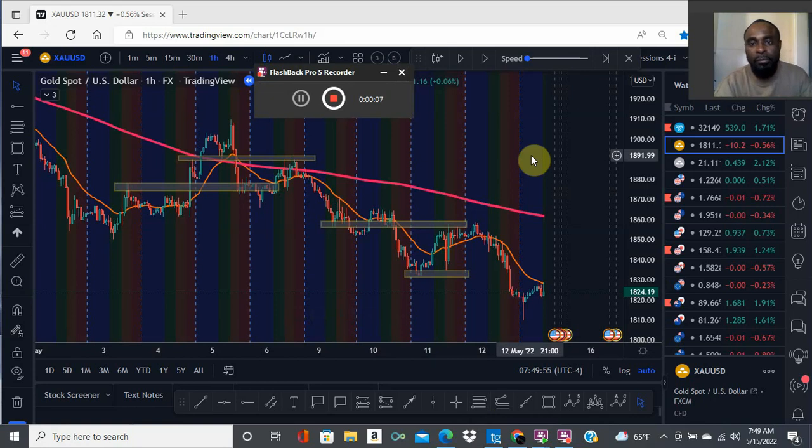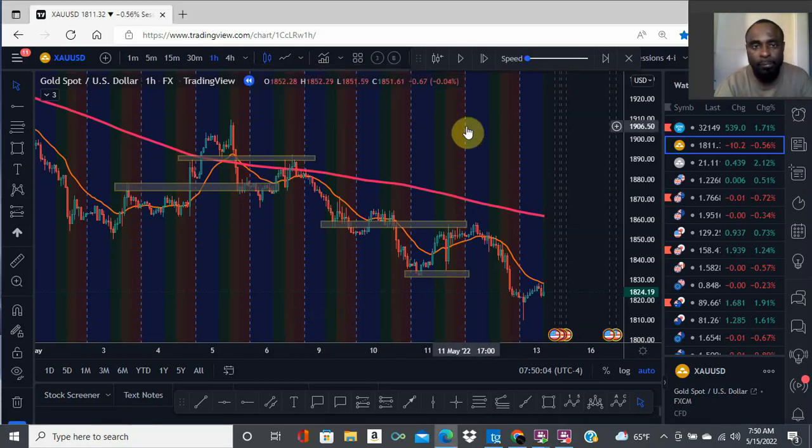We're going to do a recap on Friday's trade I took on gold, and see how you could have looked at this and got in on the trade.